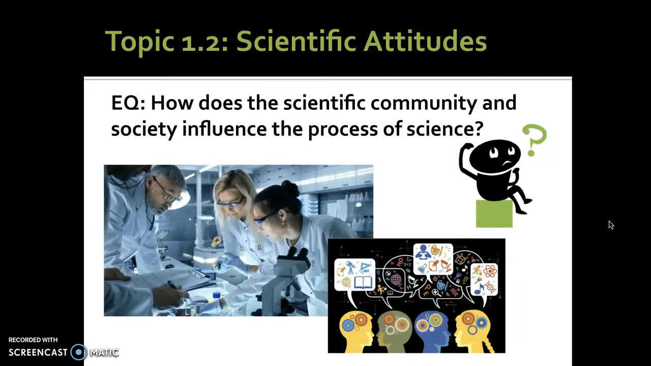And so in the scientific world, we follow the steps of the scientific method, which start with us stating a problem and go all the way through to coming up with a conclusion. And what we want you to think about is, how does the community around us and society influence that process? That's what we're going to be talking about.